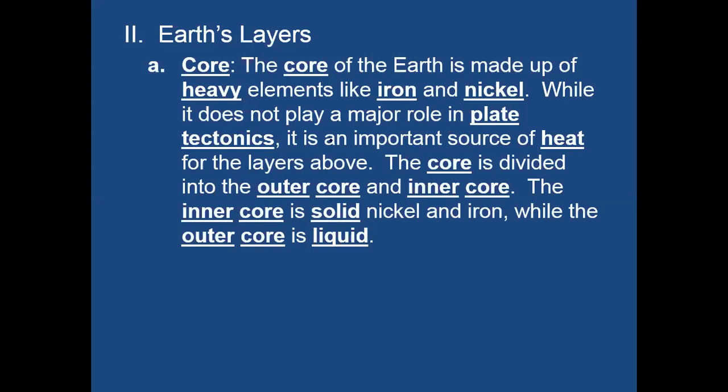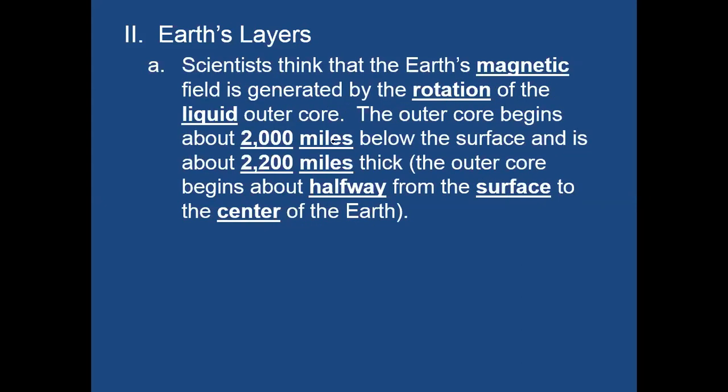And then there are two cores. You may know this, the outer core and the inner core. The inner core is solid nickel and iron, and the outer core is liquid. The cores are really important for contributing to the magnetic field of Earth, which we use for all kinds of things, including navigation with compasses and others. Scientists think that this magnetic field is caused by the rotation of the liquid outer core.